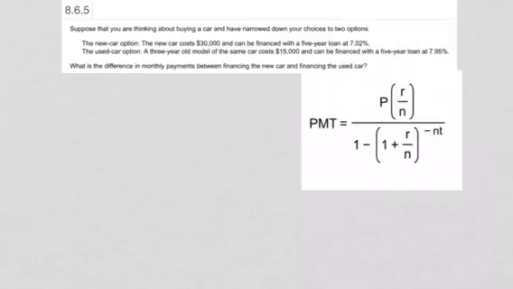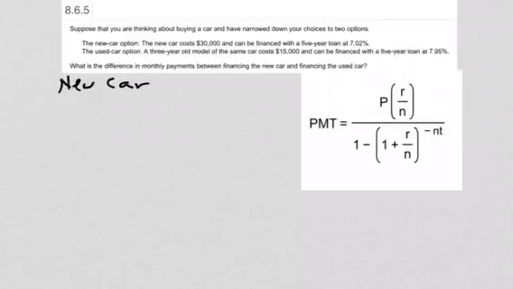So first, we're asked to find the difference between the monthly payments, and so we have to find the monthly payments for each car. I'm going to start with the new car option, find its monthly payment, and then we'll find that of the used car option. Alright, so I'm going to plug into my regular payment amount formula. So we're going to do the new car first.